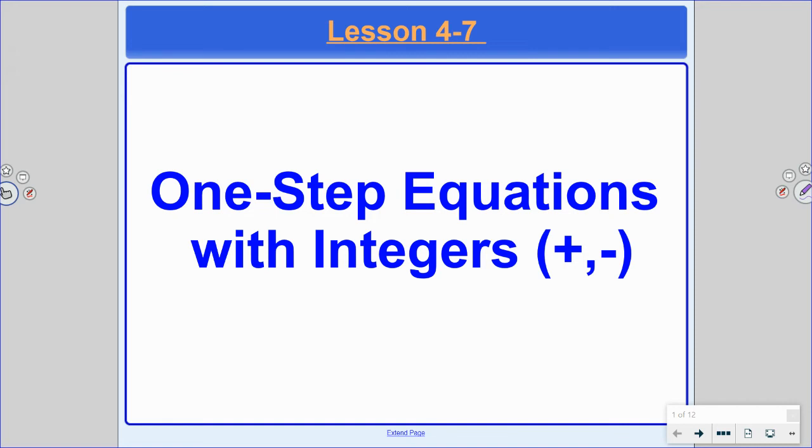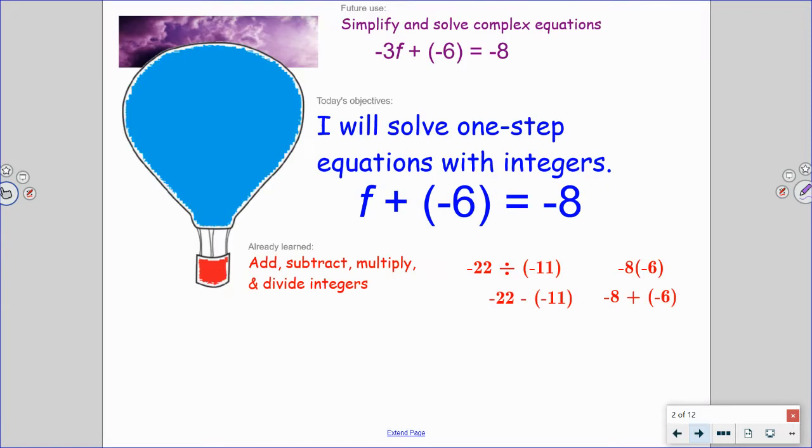Here to help you with Chapter 4, Lesson 7, one-step equations, you guessed it, with positive and negative integers. So we're going to take everything that we've been learning, folks, when it comes to computing integers, positives and negatives, move into one-step equations. Today we're going to focus on addition and subtraction, eventually get to multiplication and division, and yes, eventually we get to two-step and three-step and more multi-step equations.